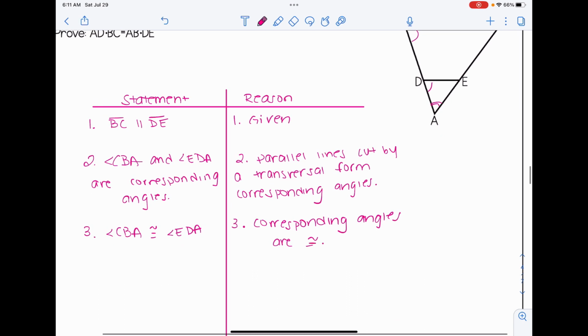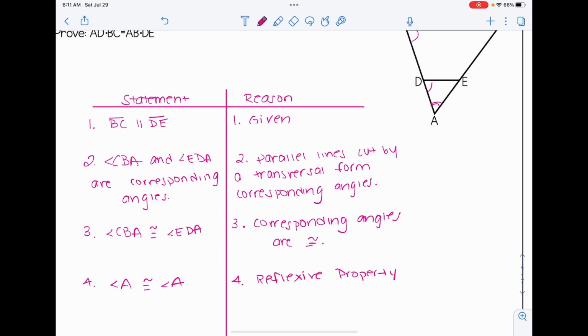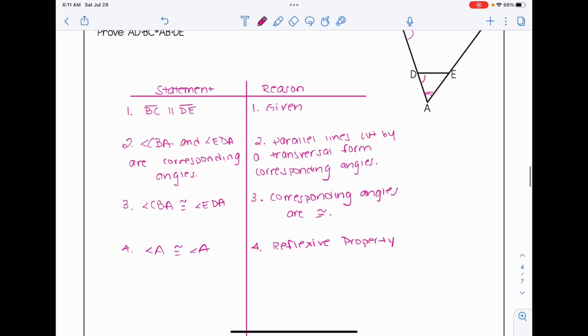Then we've established in other questions, we're going to talk about the reflexive property here. So angle A is congruent to itself by the reflexive property. All right, so I can see here that these triangles are similar by angle-angle.